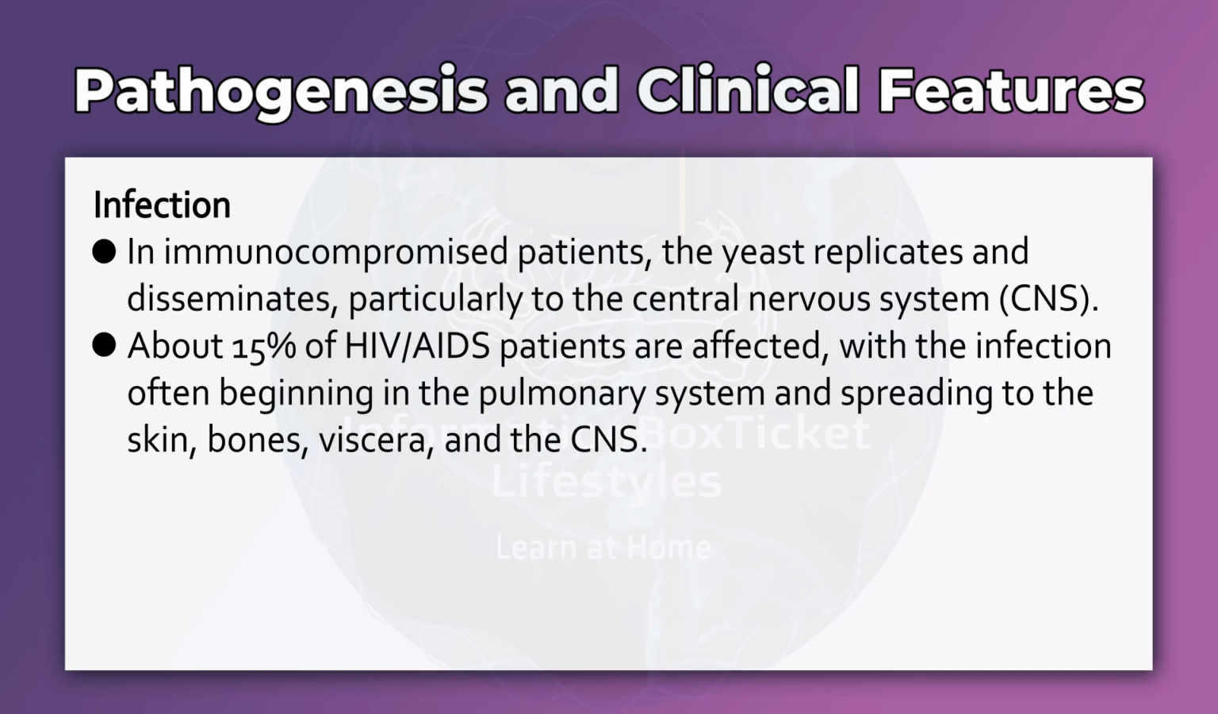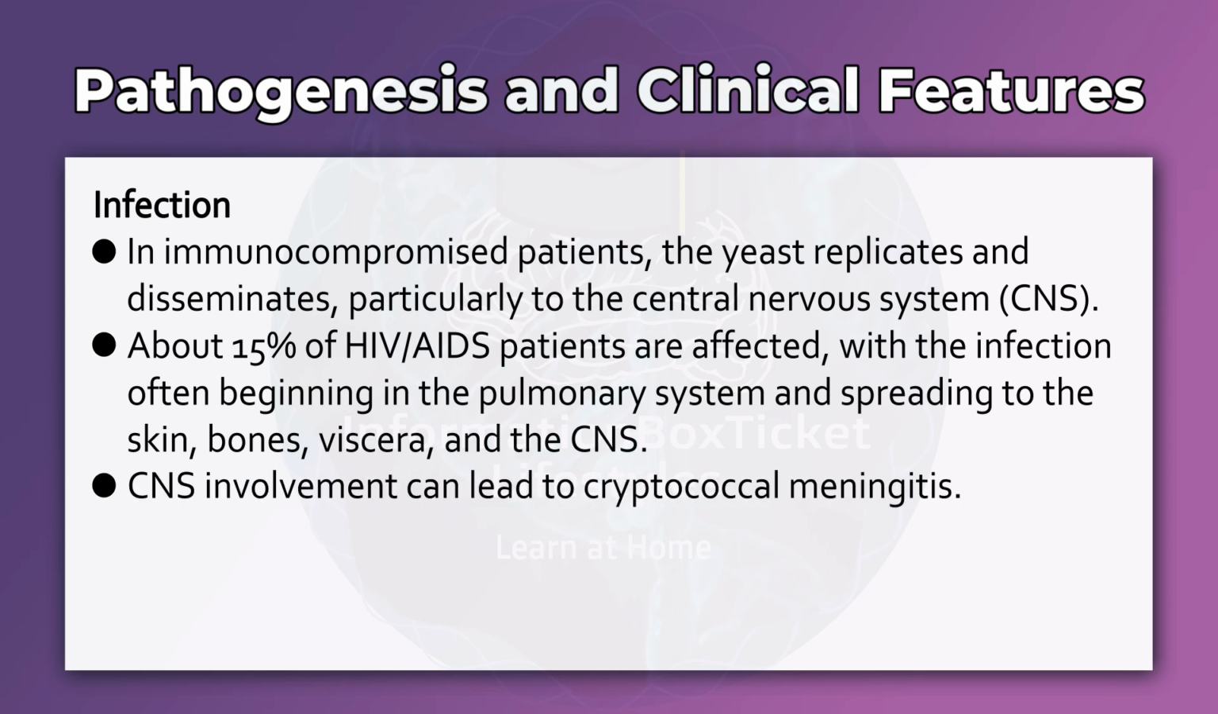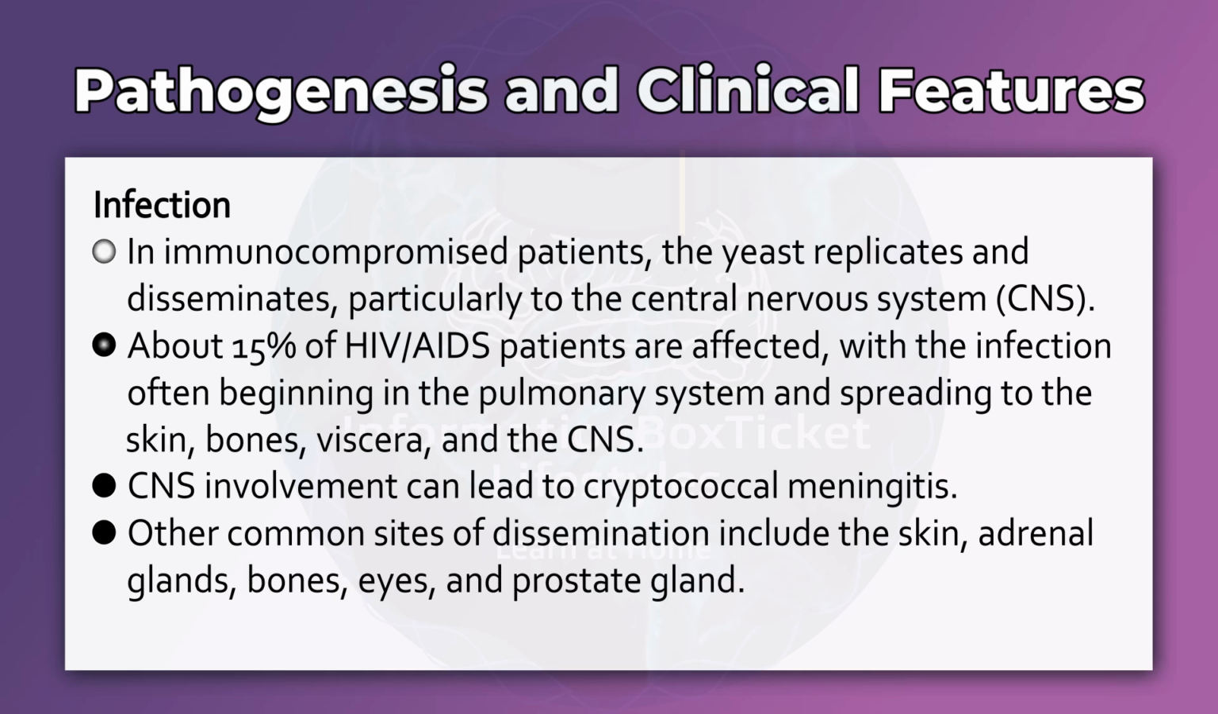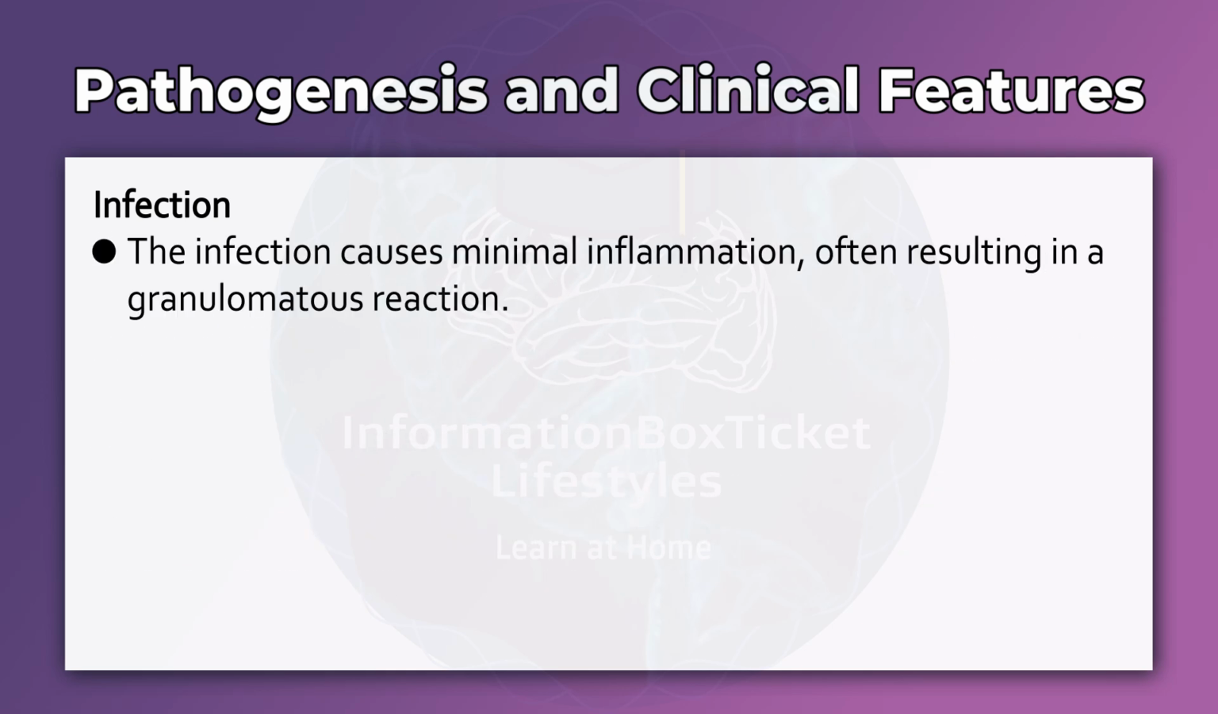About 15% of HIV or AIDS patients are affected, with the infection often beginning in the pulmonary system and spreading to the skin, bones, viscera, and the central nervous system. Central nervous system involvement can lead to cryptococcal meningitis. Other common sites of dissemination include the skin, adrenal glands, bones, eyes, and prostate gland. The infection causes minimal inflammation, often resulting in a granulomatous reaction.